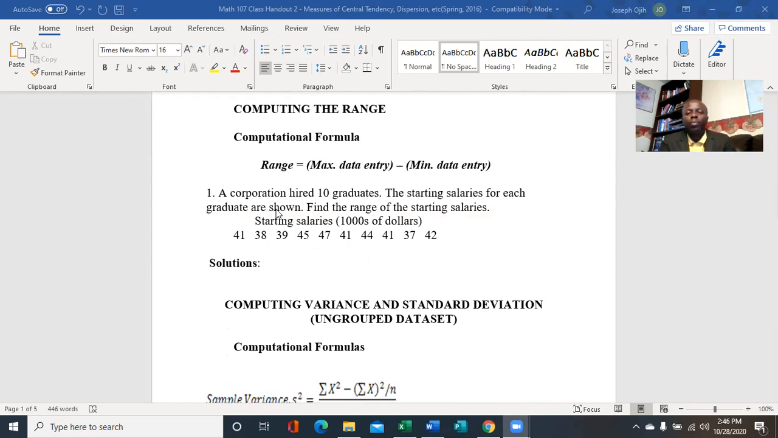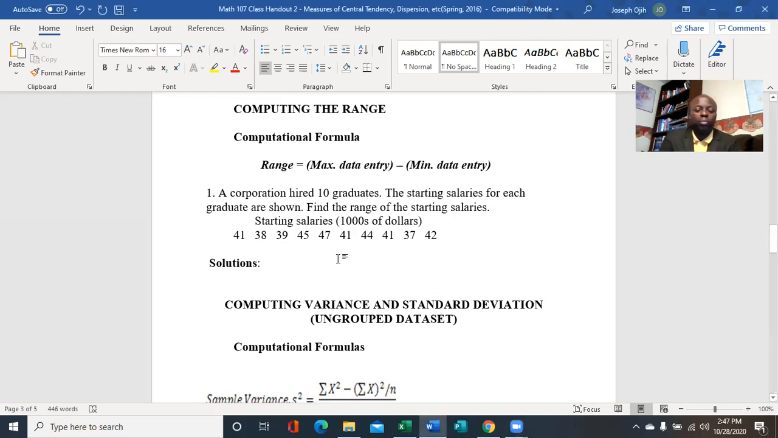It says a corporation hired 10 graduates. The starting salary for each graduate is shown here. Find the range for the starting salaries. Okay, all these salaries are in thousands. That means this one is $41,000 per year, $38,000 per year, $39,000 per year, and so on.